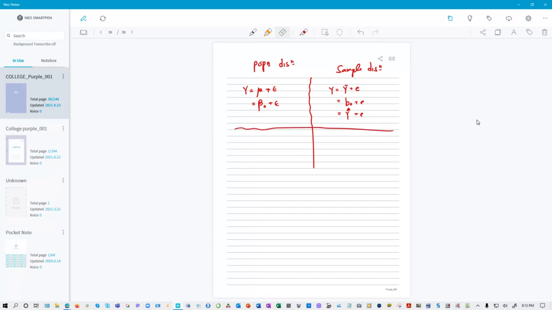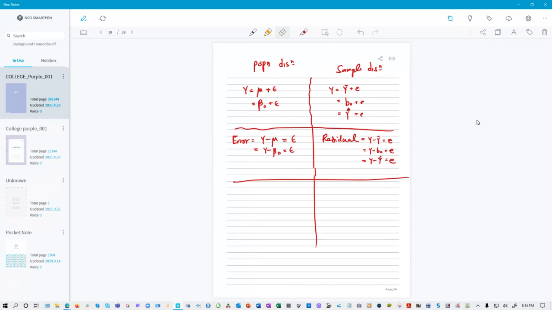Then we think about the error. Error is nothing but y minus mu in this case, which is epsilon. In the sample case, we call it the residual. Residual is nothing but y minus y bar, which is e. For the same thing, we can write y minus beta naught, that's epsilon. Here y minus b naught is e also, or y minus y hat, that's also e.